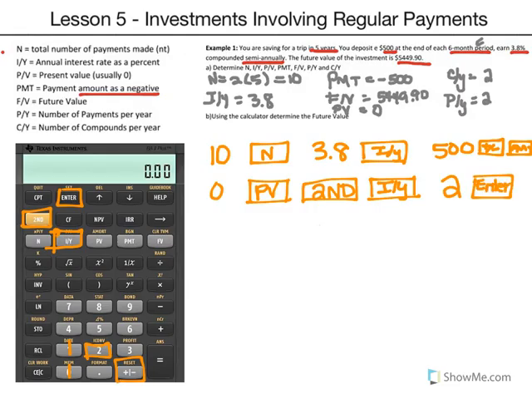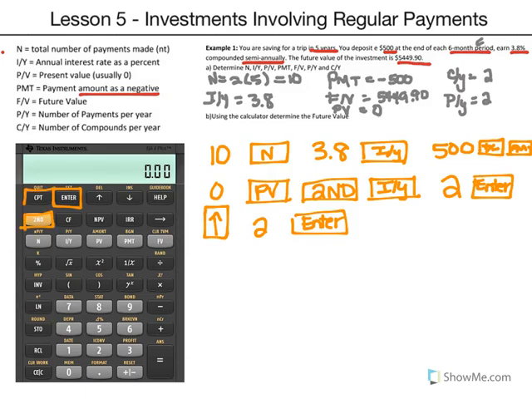Now we want to check our CY. To find CY, you're going to push the up button, and then input whatever your compounds per year are. Our compounds per year was 2. So you're going to put 2, then push enter again. If you don't push enter, it doesn't save. So now we need to get out of that. We're going to push second function and then quit.